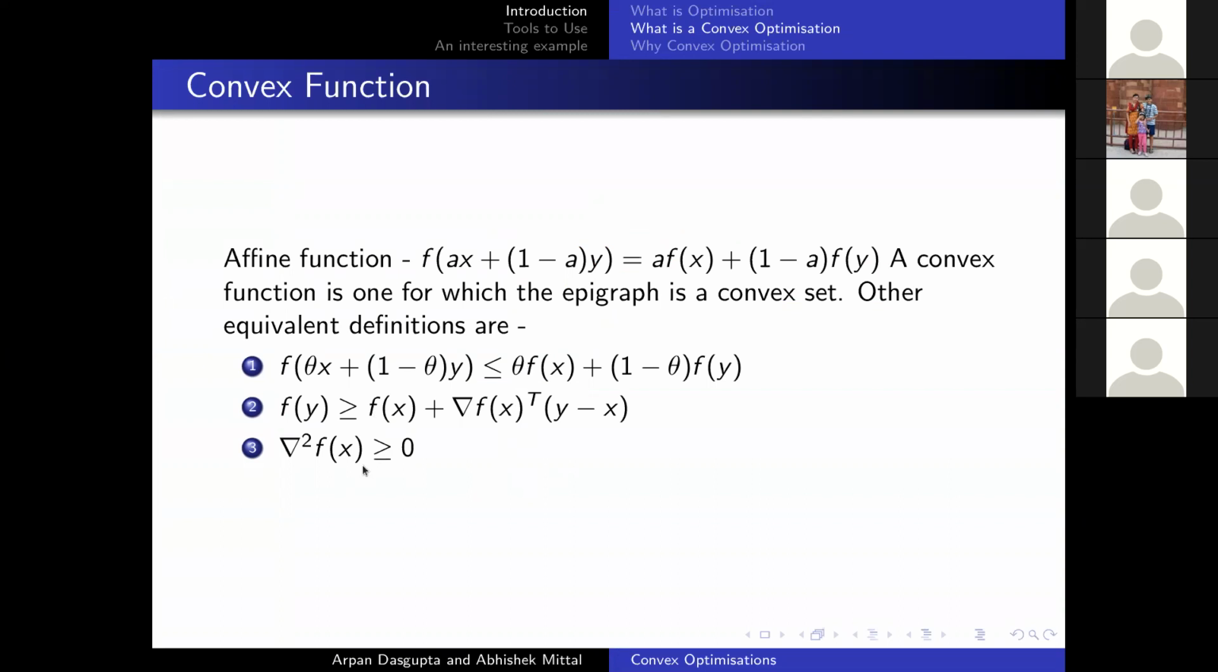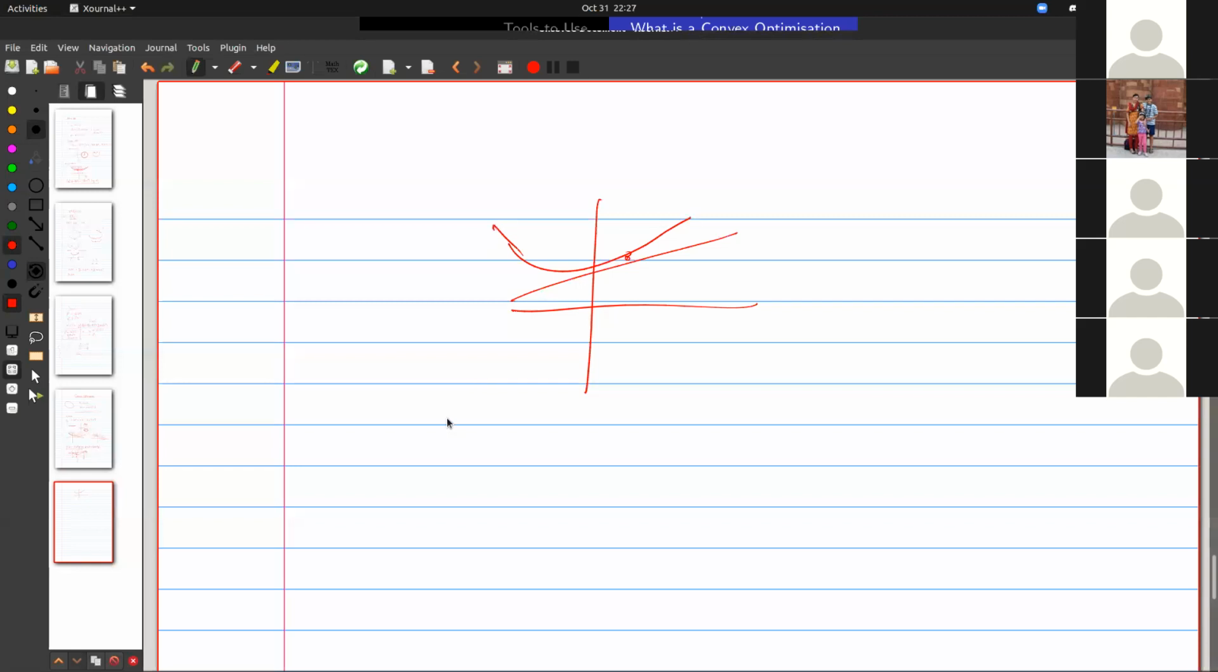However, another important definition of a convex function is this: the Hessian of f is positive semi-definite. So this greater than or equal to means positive semi-definite. The Hessian of f, where H of ij is del 2 f by del xi del xj. This is the Hessian, and this Hessian should be positive semi-definite.